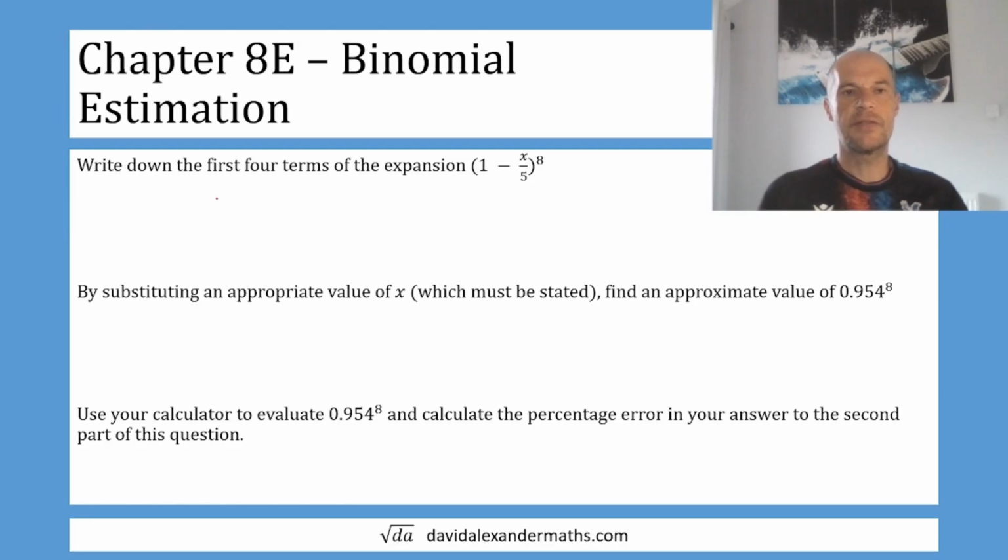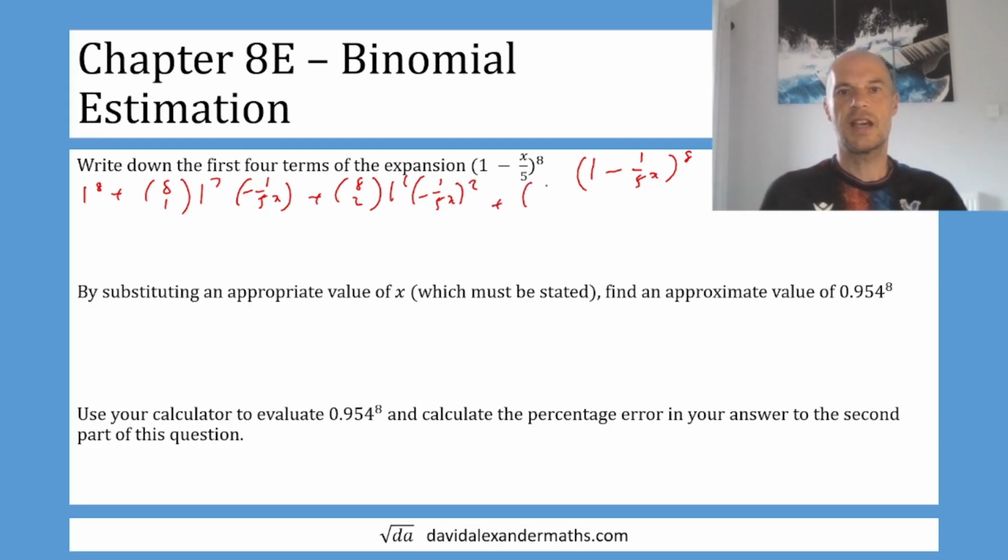Okay, so here's our third and final example. Write down the first 4 terms of the expansion. So again, you might want to turn that into 1 minus 1/5 x to the power of 8. So the first term is 1 to the 8 plus 8 choose 1, 1 to the power of 7 minus 1/5 x. That's the second term, plus 8 choose 2, 1 to the power of 6 minus 1/5 x all squared, plus 8 choose 3, 1 to the power of 5 minus 1/5 x cubed. So the first term is 1.